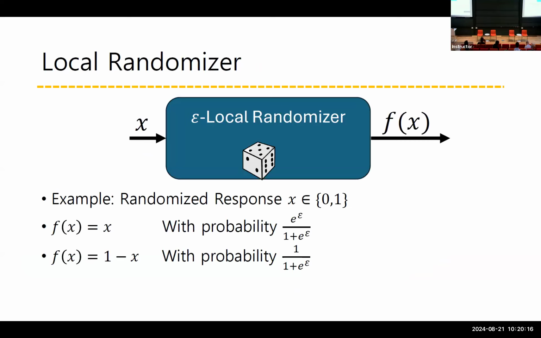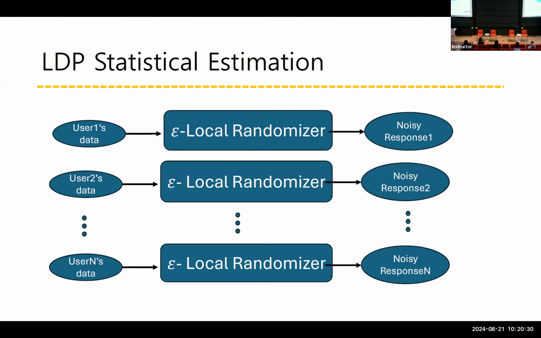Let's say a user's data is a bit, 0 or 1. With some probability, you output the correct bit. With some probability, you flip it, and this randomization helps to preserve privacy. As the designer of an LDP algorithm, you get to choose what kind of local randomizer each user uses. In this example, every user is using the same local randomizer.